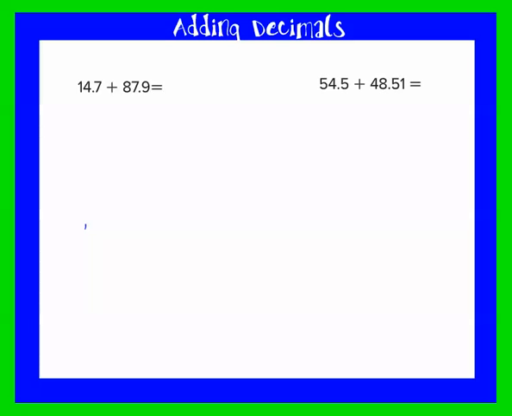So let's take a look at a couple of examples of adding decimals. We'll start with 14 and 7/10 plus 87 and 9/10. Now it's very important to remember to line up your decimals, because that then allows you to line up the place values in your numbers. And we're going to start adding right to left just like we did with whole number values. We'll regroup as necessary. So we'll start with 7 plus 9, which gives us 16.